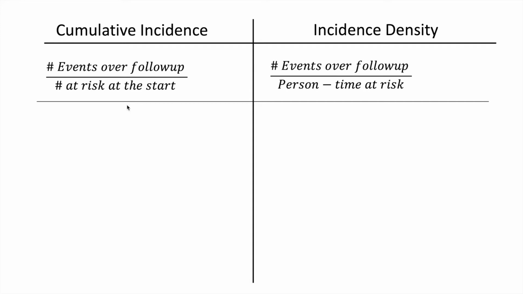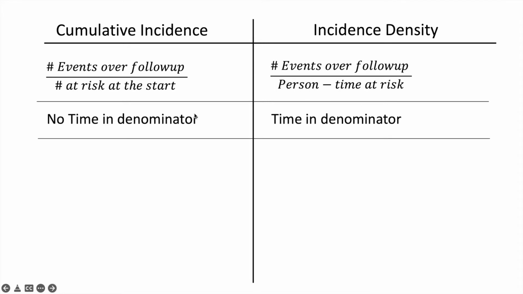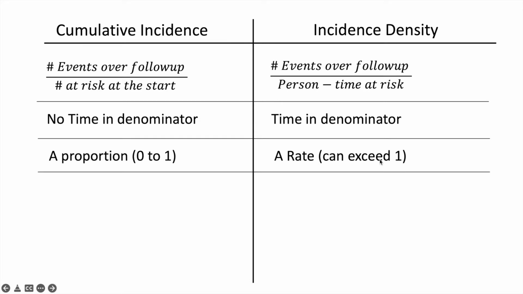So in addition to taking into account the number of people, like cumulative incidence, incidence density also takes into account the amount of time they spent at risk. So there's no time in the denominator for cumulative incidence, while incidence density does have time in the denominator. So this changes its interpretation, where cumulative incidence is a proportion, goes from 0 to 1, and there's no time in the denominator, so it can also be called a risk. Well, incidence density is a true rate in the sense that there's time in the denominator and it has units, it's number of events per time, and it can exceed 1.